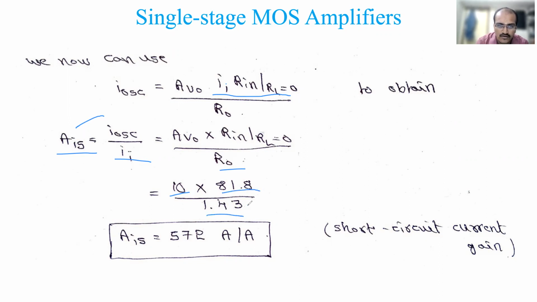So the kilo here cancels out. AV naught is just a number. So you'll have 572 amps per amp. There is no milli, kilo, anything, just amps per amp. You will get that. So this is about the short circuit current gain.